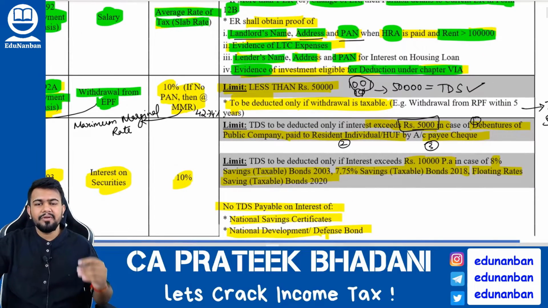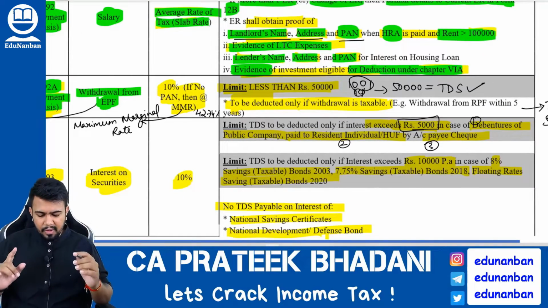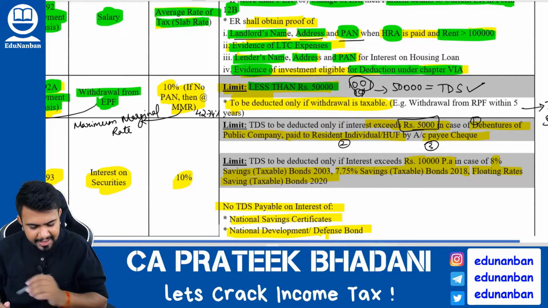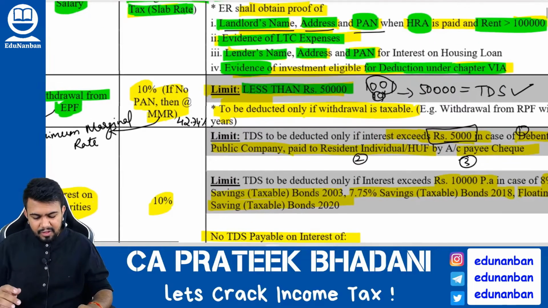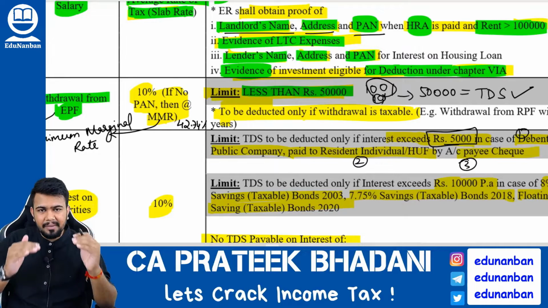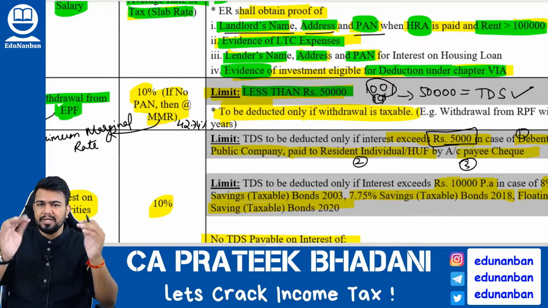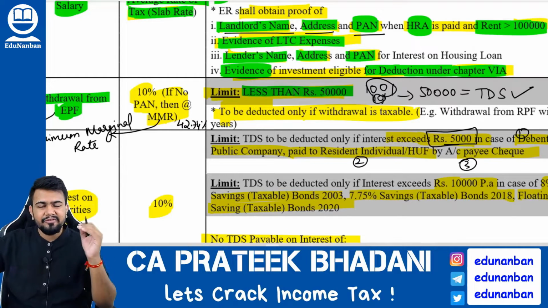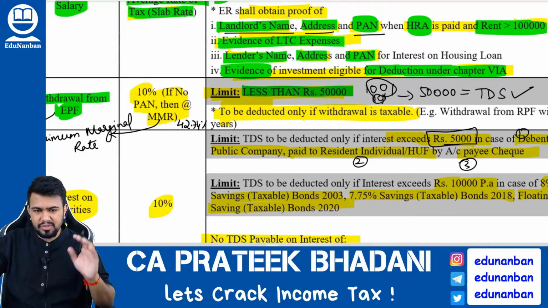Sir, on what amount TDS has to be deducted? On any amount if the amount is more than 49,999. So it means what? If the amount is less than 50,000, no need to deduct the TDS. If the amount is 50,000 or more, here be very careful. If it is exact 50,000, TDS has to be deducted. If the amount is 50,000 or more, TDS has to be deducted.